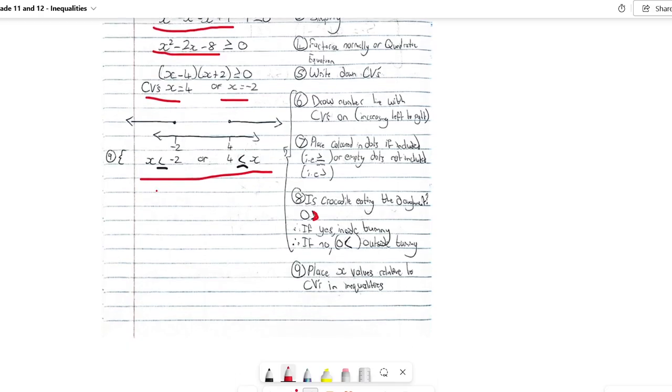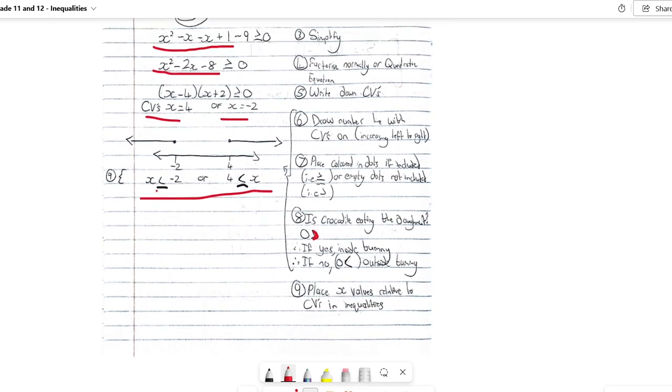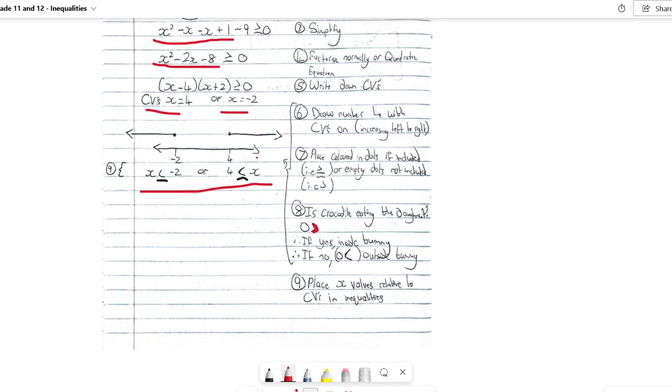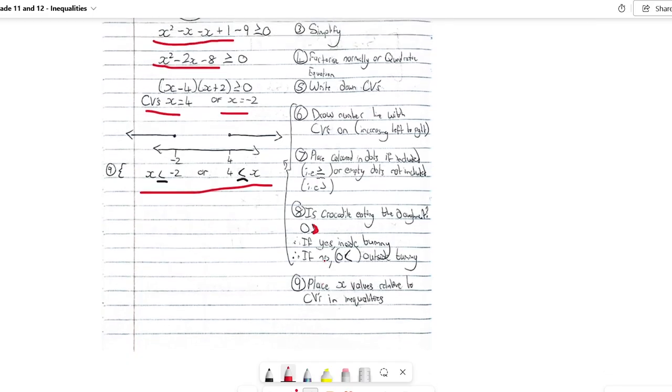So now that we have done that, we have a nice system to help us gauge our inequalities at the end and whether x is going to be less than or greater than based on our CVs. So yeah, that is the whole thing.